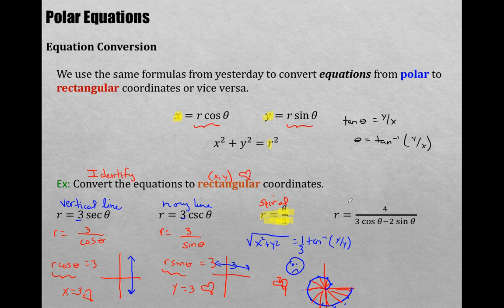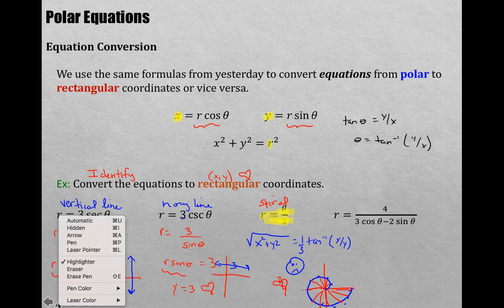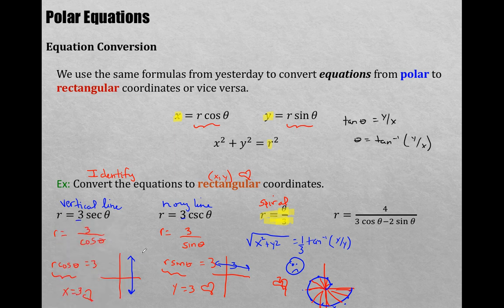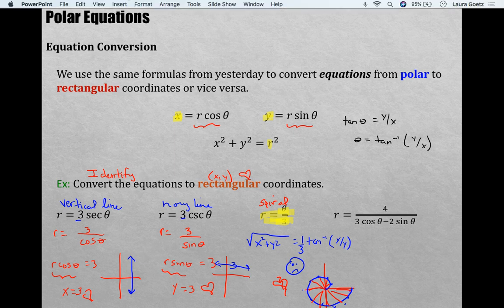Crazy. Let's look at this. This looks horrendous. What can I even do with that? Can you see anything to do? I got cosine theta and sine theta, but I can't go directly to x, can I? Do you see that?